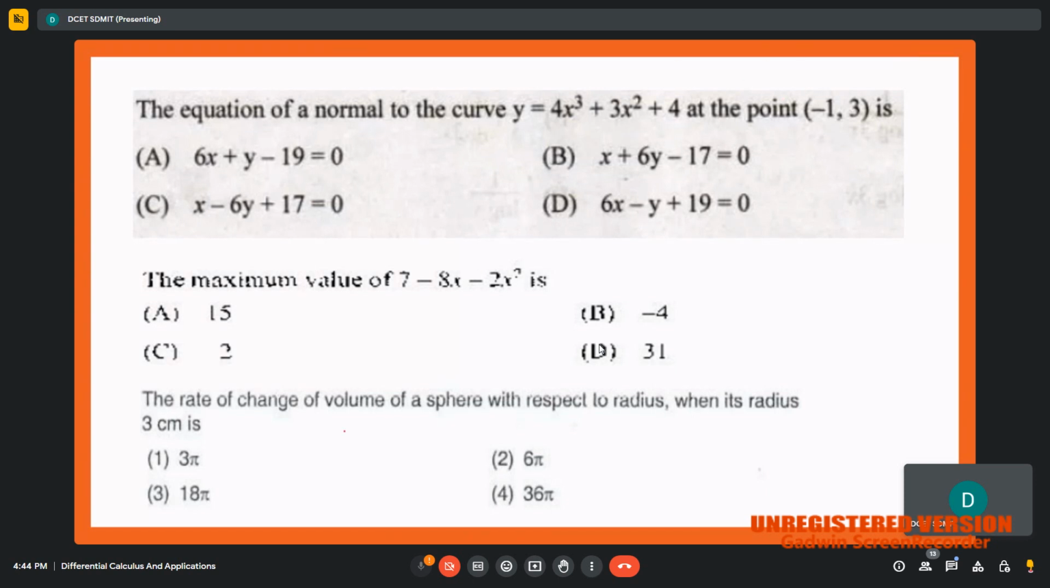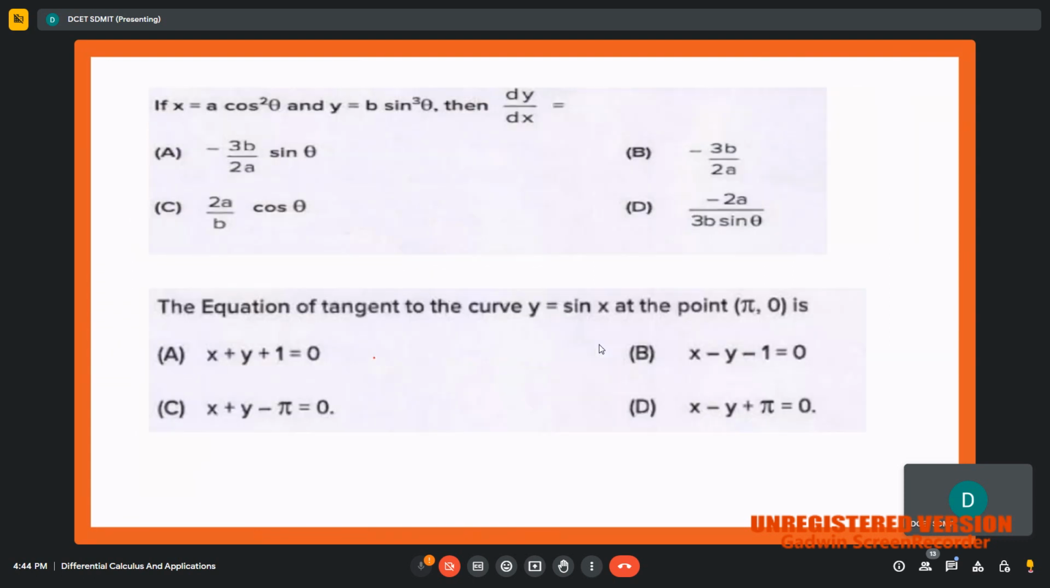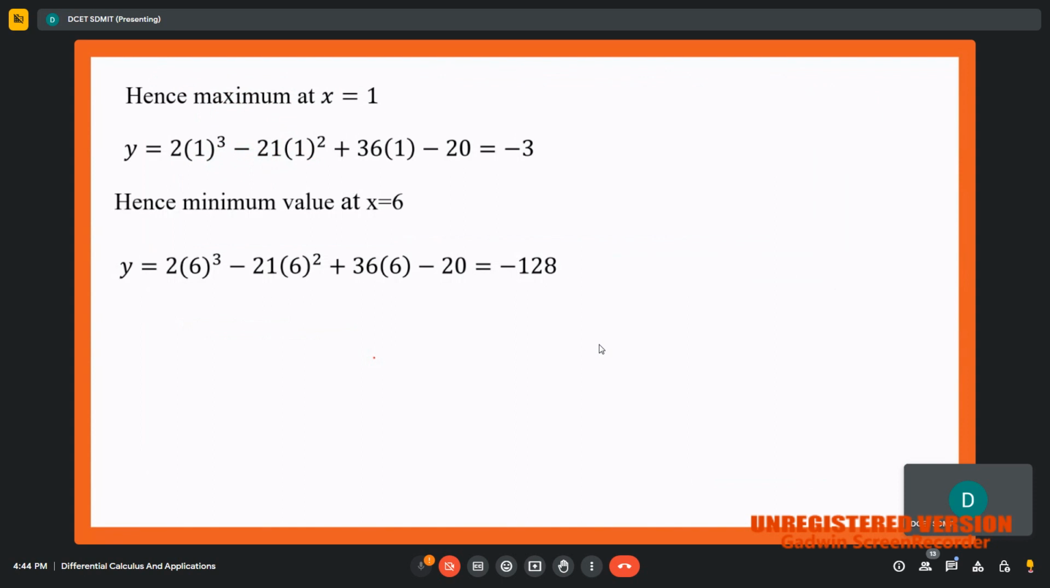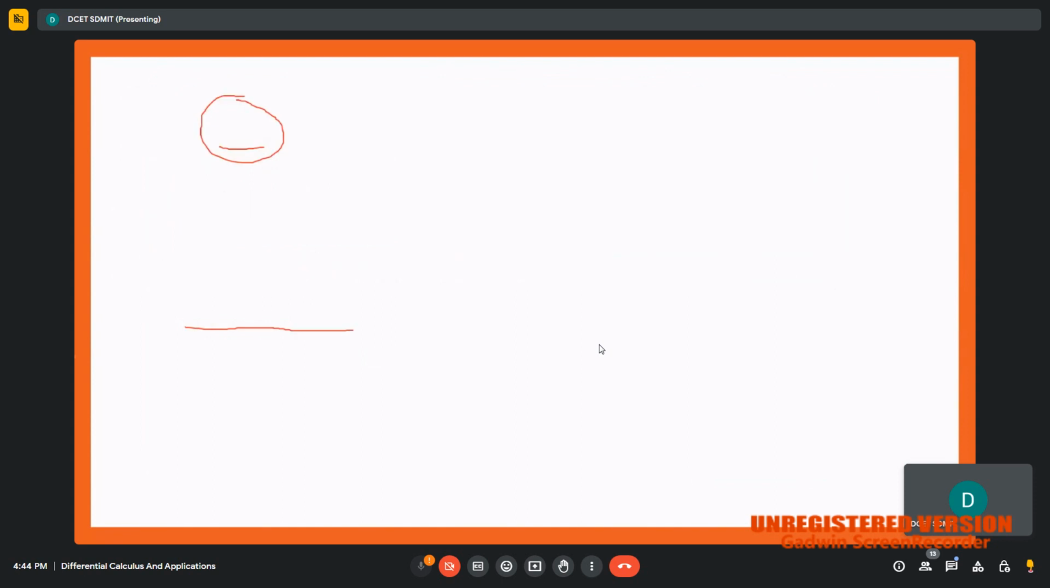Ma'am, one problem needs to be solved: x raised to 1 by x. One minute, x raised to 1 by x. So y is equal to x raised to 1 by x, and what we have to find out is dy by dx.